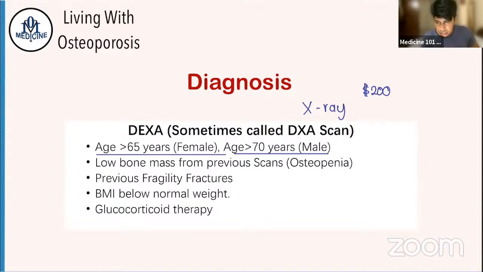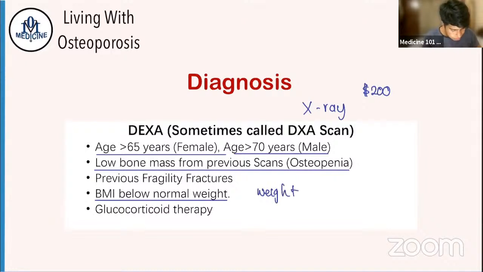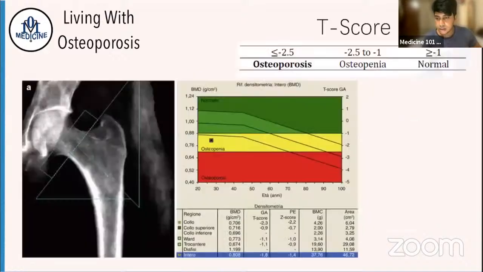There are some other risk factors which indicate you should do a DXA scan earlier, such as if, for some other reason, you did a previous bone scan and it showed low bone mass, or if you have a risk of fractures, if you have fractured before, or if your body mass index, your weight, is low, below the level that it should be for your height. That's an indication for a DXA scan. And finally, if you are on glucocorticoid therapy, like prednisone, you have to do this.